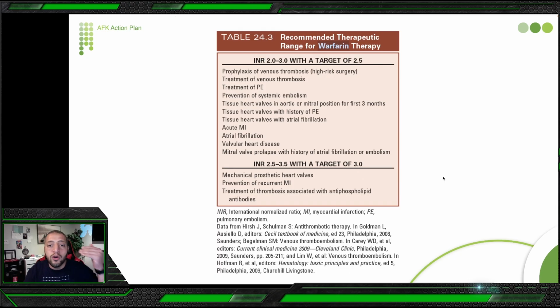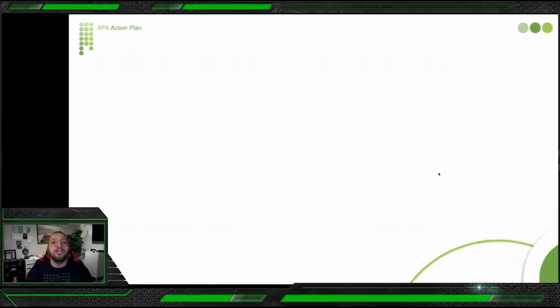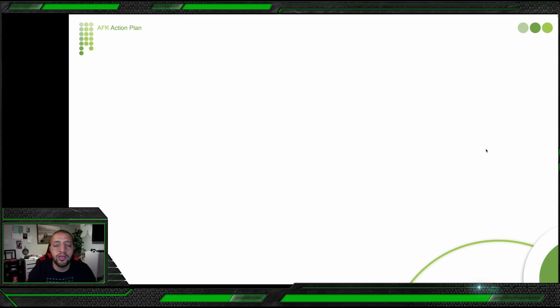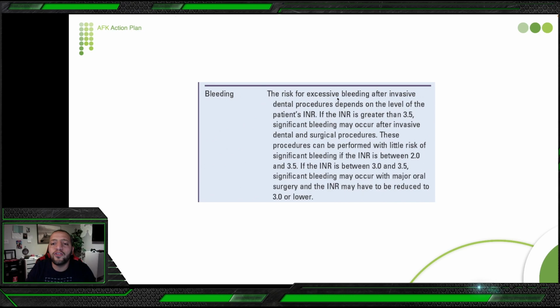So now you understand how it works and why we are using it. So let's speak about dental management. Here is everything you need to know about dental management, but I think this is too much, so let's zoom in so you can read it and get the conclusion. The risk for excessive bleeding after invasive dental procedures depends on the level of the patient's INR. If INR is greater than 3.5, significant bleeding may occur after invasive dental and surgical procedures. In this case, you need to go to his medical doctor to speak about INR and how to control it. You are not to modify the warfarin dose. It's not your job. You just let the medical doctor deal with this.